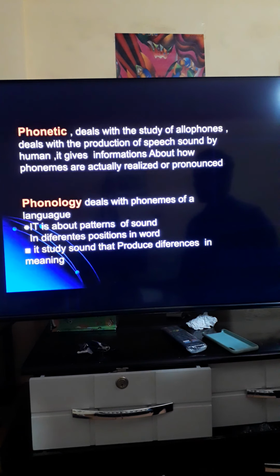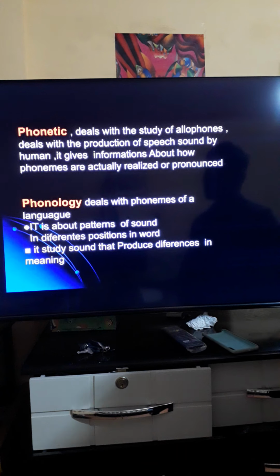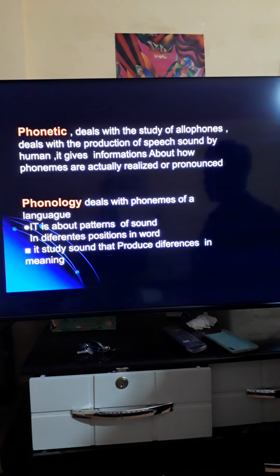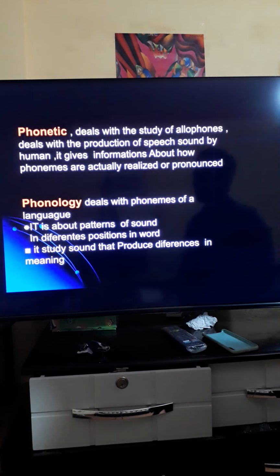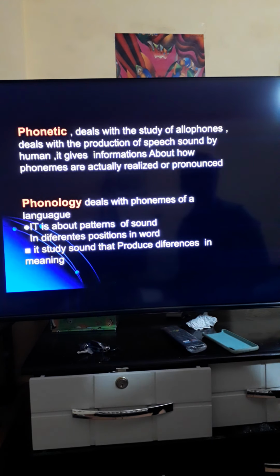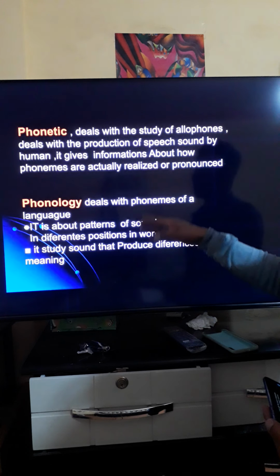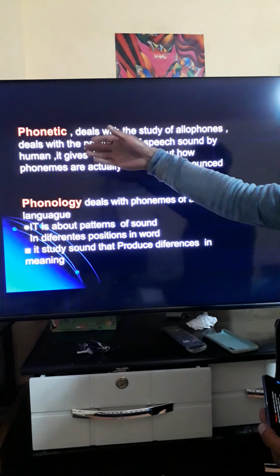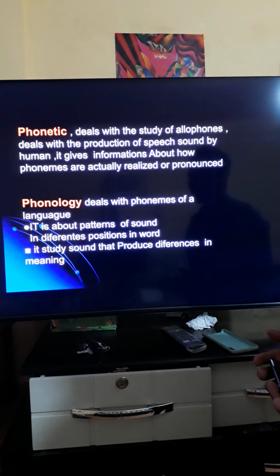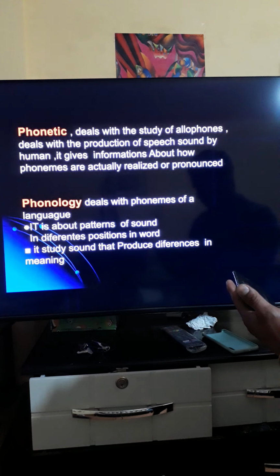And phonology. What's phonology? Phonology deals with the phonemes of a language. It is about patterns of sounds in different positions in words. It studies sounds that produce a difference in meaning. So phonology we can associate with phonemes, and phonetics, as I told you, we can associate with allophones. We have to remember it.